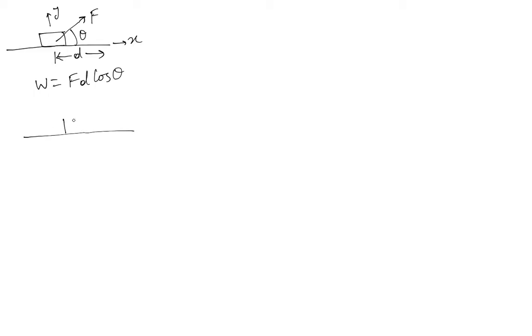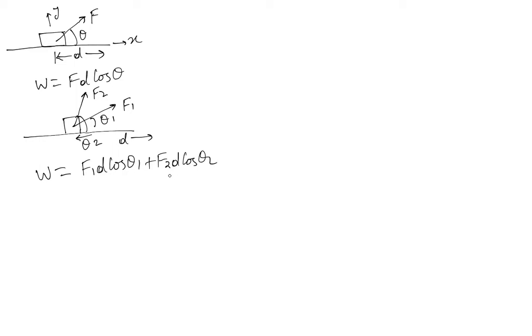If we have more than one force acting, let's say you have one force like this, another force like that, this force is F1, this force is F2, it makes an angle theta 1 and the other one makes an angle theta 2. Again we move it by distance d, then work done will be F1 d cos theta 1 plus F2 d cos theta 2. So the two works just add up. This is the work by the first force, this is the work by the second force.